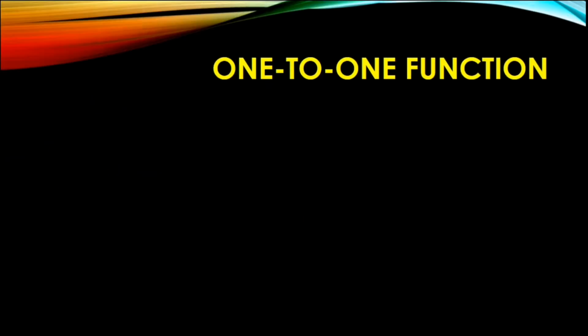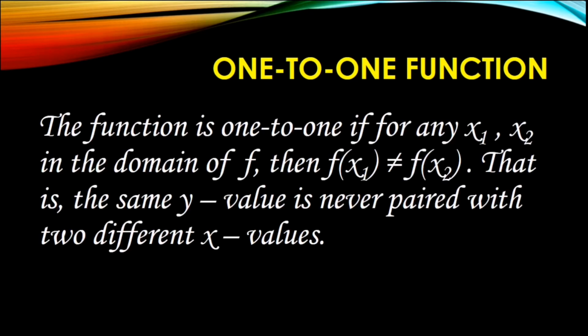A function is a one-to-one function if for any x sub 1 and x sub 2 in the domain of f, then f of x sub 1 is not equal to f of x sub 2. That is, the same y value is never paired with two different x values.